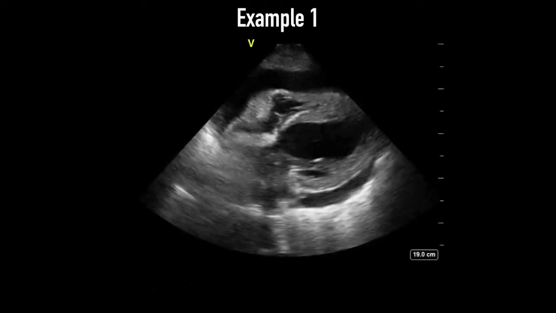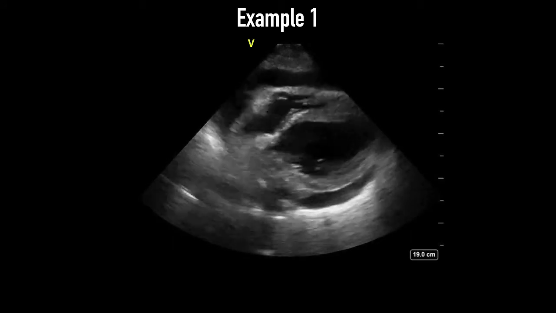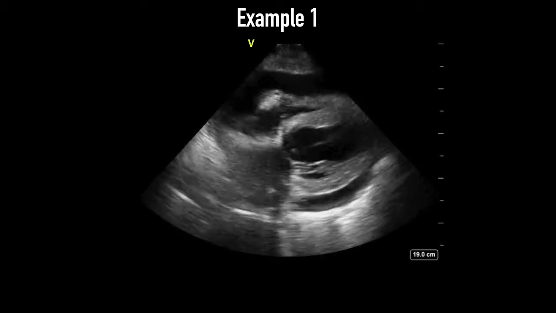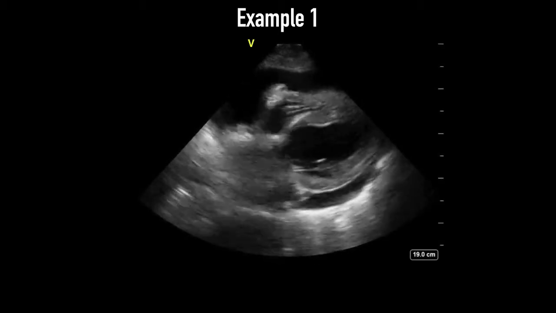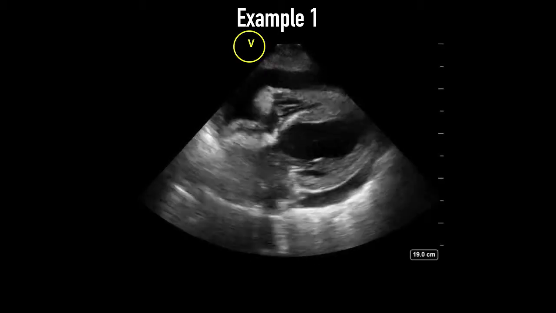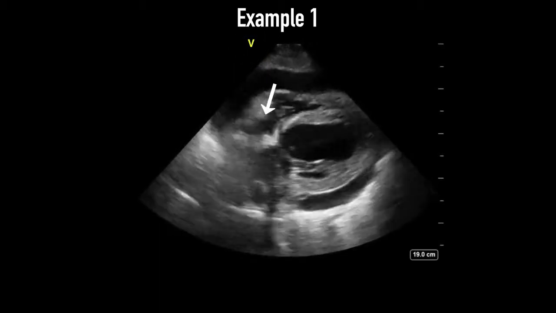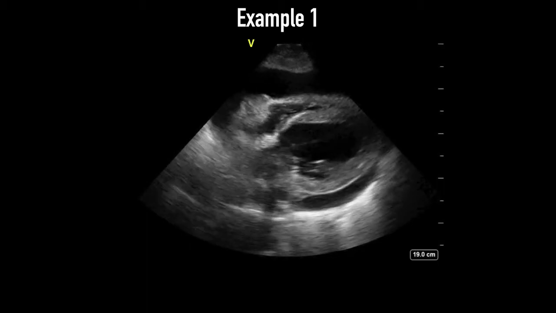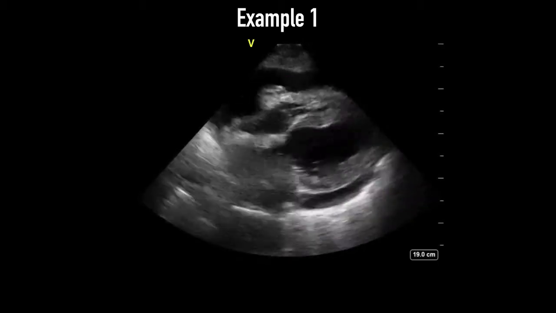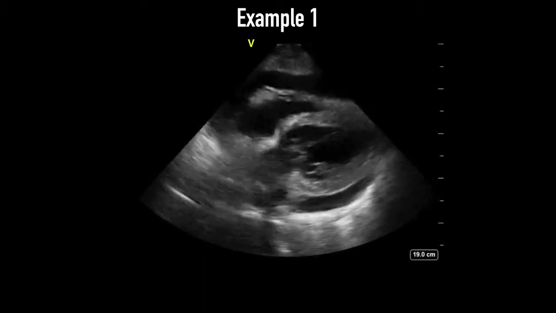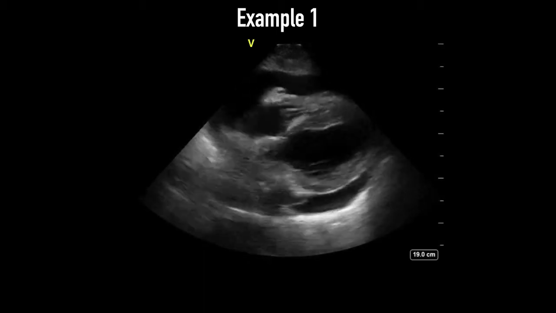Here we have an example. This is a subcostal four-chamber view obtained from beneath the sternum with the probe marker facing the patient's right, and obviously the screen marker facing the left. We can see here the right ventricle, right atria, left atria, and a large surrounding anechoic space. Importantly, we see the right ventricle is very small and underfilled, which is likely a consequence of the large effusion.